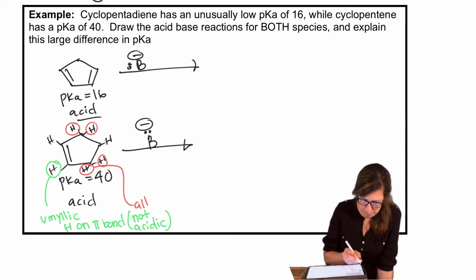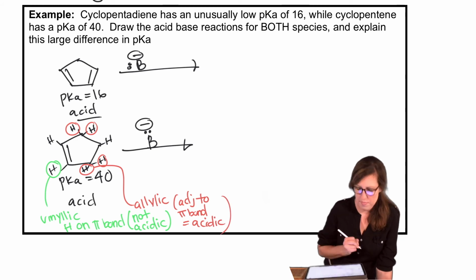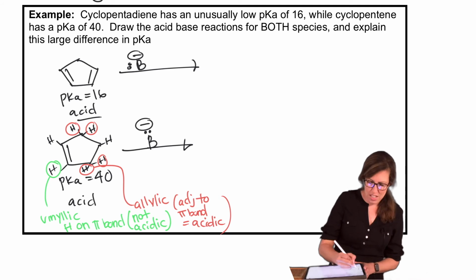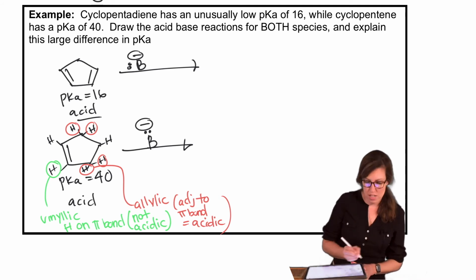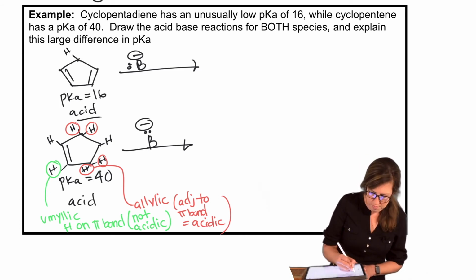Allylic, adjacent to pi bond, those are acidic. Why? You'll see, you're going to have resonance, right? So we're going to find the allylic proton, since we're talking about a pi bond system. Here, vinylic, vinylic H, vinylic H. There's our allylic H. Those are the ones we want to look for. One of those would come off.